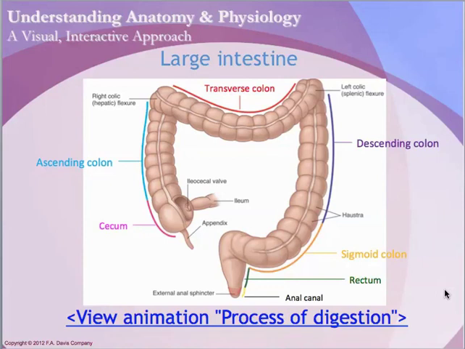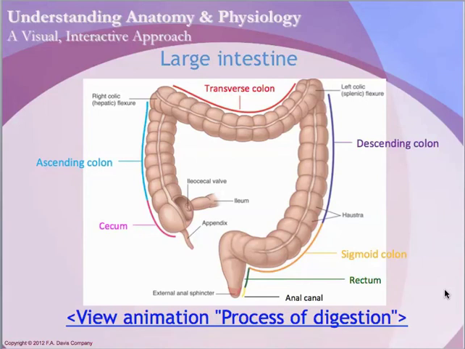The transverse colon passes below the liver, stomach, and spleen. The colon turns sharply downward at the left splenic flexure. The descending colon extends downward along the left side of the abdominal cavity, becoming the sigmoid colon, which forms an S shape down to the rectum. The rectum is the last 7 to 8 inches of the intestine. The anal canal is about the last inch of the rectum and opens to the exterior through the anus.